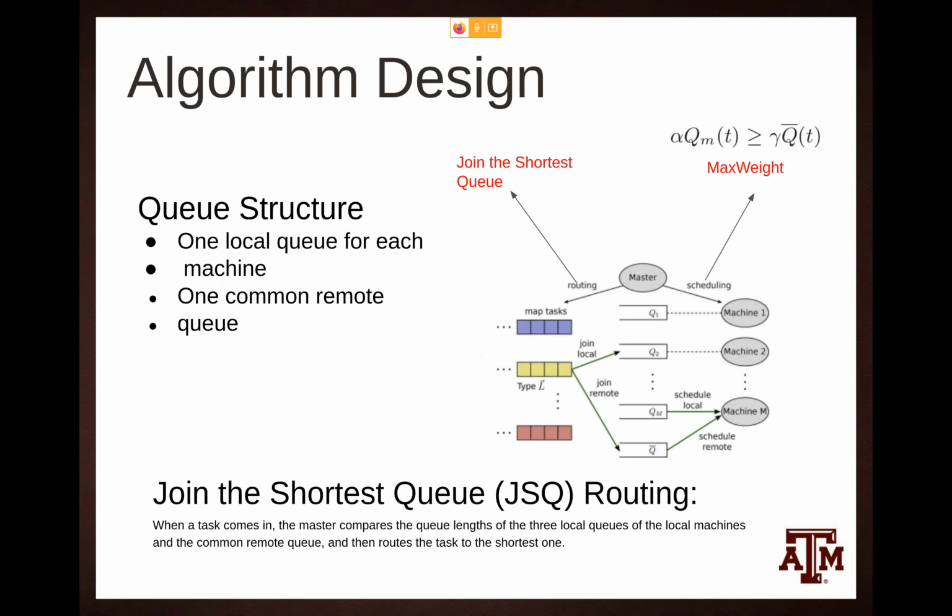Based on this new queuing architecture, we propose a 2-stage scheduling algorithm. There are 2 steps. The first step is routing, and we use the join the shortest queue policy. The second is scheduling, and we use the MaxWeight policy. Next, Rupa is going to introduce the details about those two algorithms.